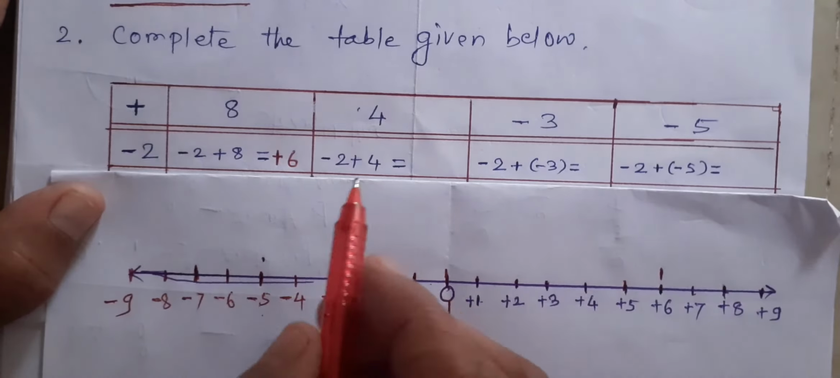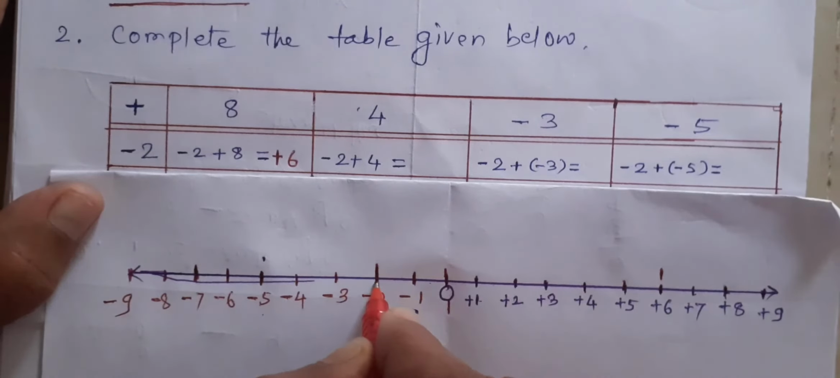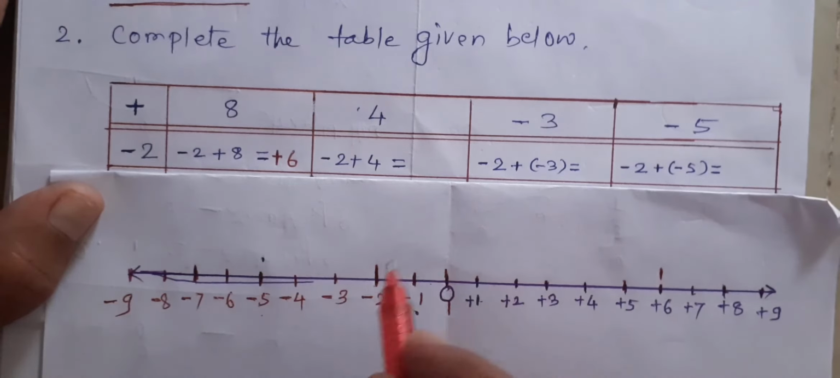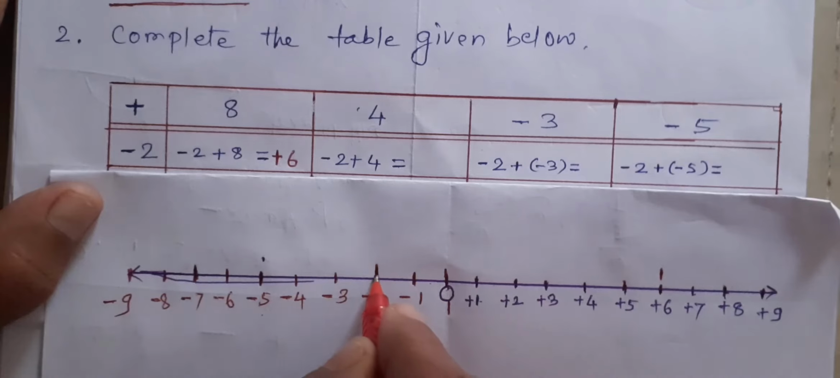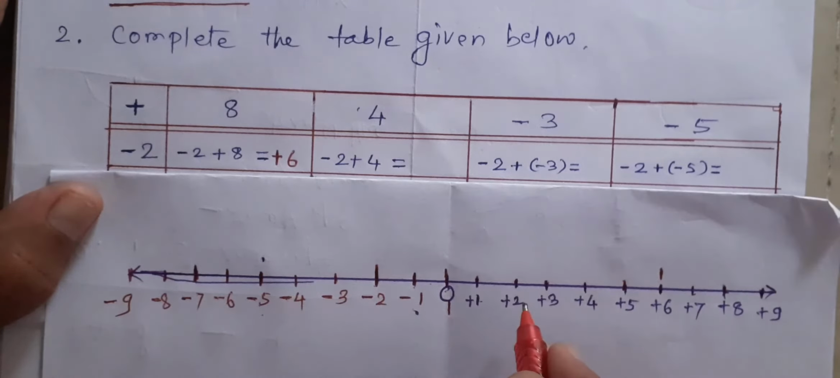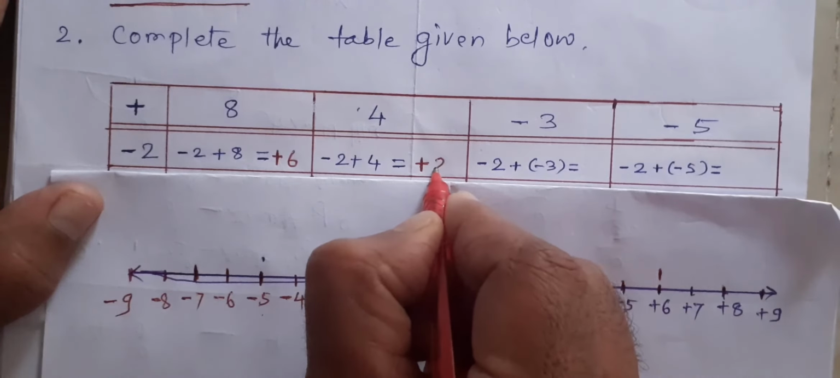Then second, minus 2 plus 4. Here currently I am at minus 2. We have to add plus 4. That means we have to move right hand side 4 places. So I am moving from this minus 2, 4 places: 1, 2, 3, 4. So the answer is plus 2.